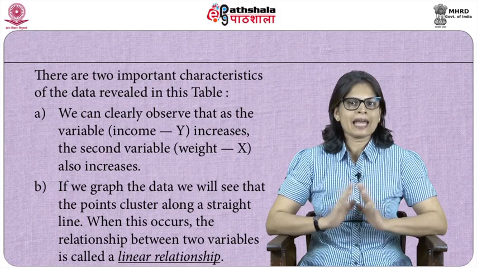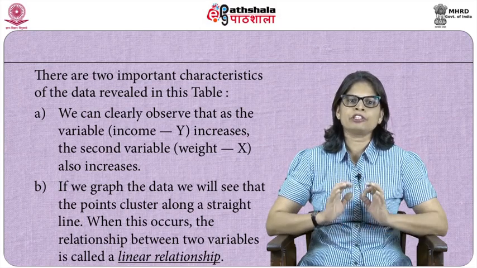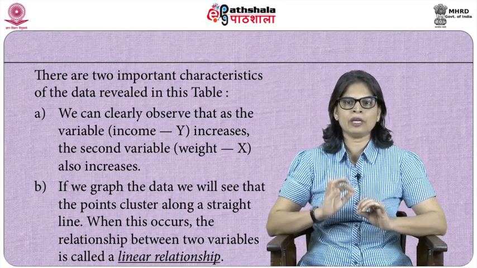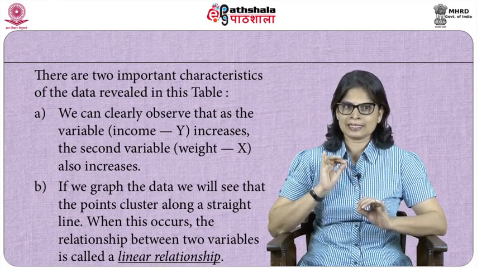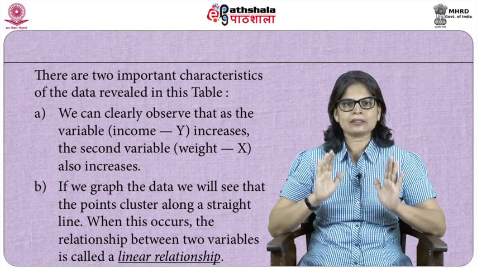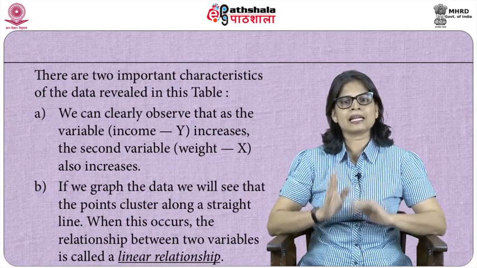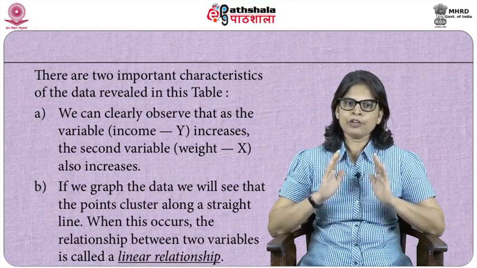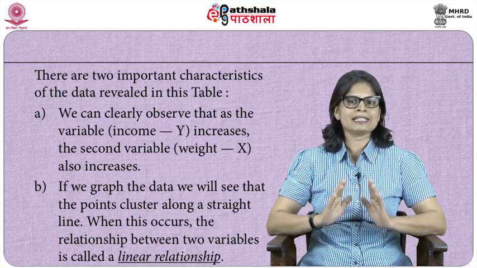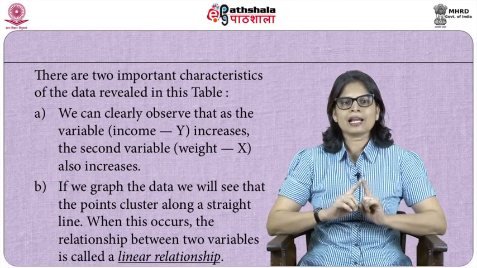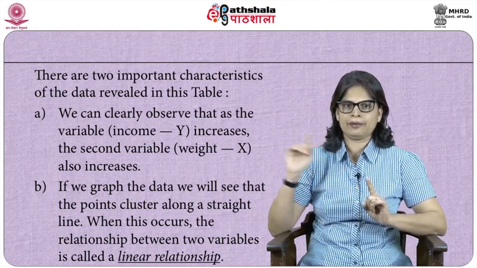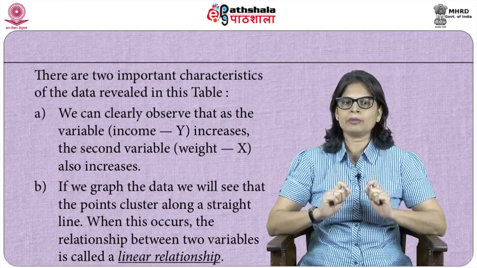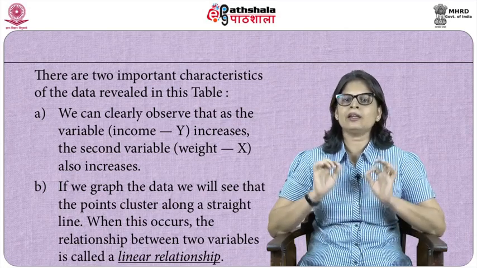There are two important characteristics of the data which is revealed in this table. We can clearly see that the variable Y, that is the income, increases. Simultaneously, the second variable weight X also increases. If we graph these two data, we will see that the points cluster along a straight line. When this occurs, the relationship between two variables is known as linear relationship.